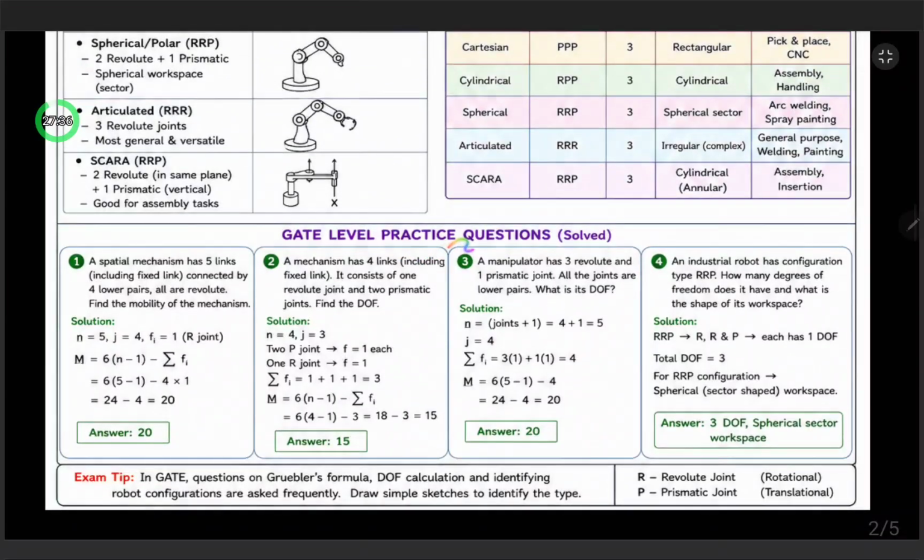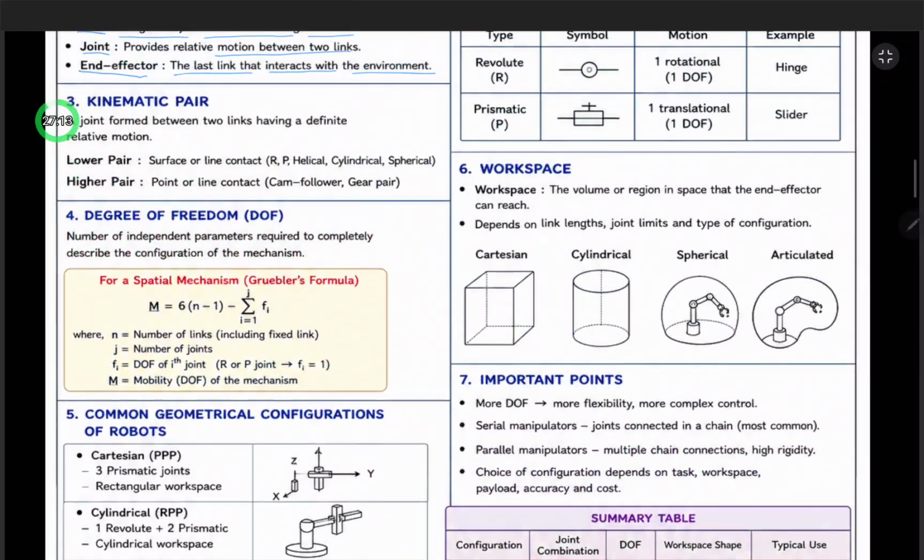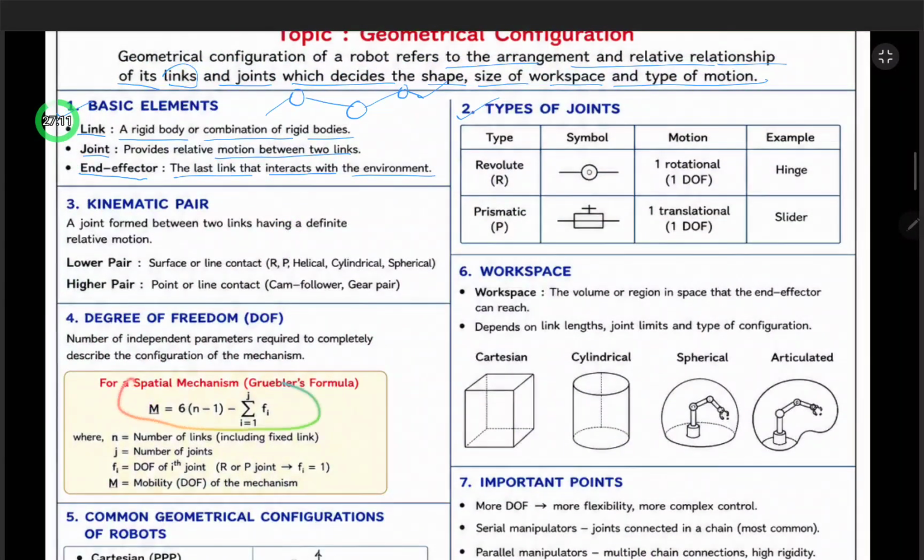Now GATE level practical questions we can see. One: a spatial mechanism has 5 links, including the fixed link, connected by 4 lower pairs, all revolute. Find the mobility of the mechanism. So we can directly use this formula here.